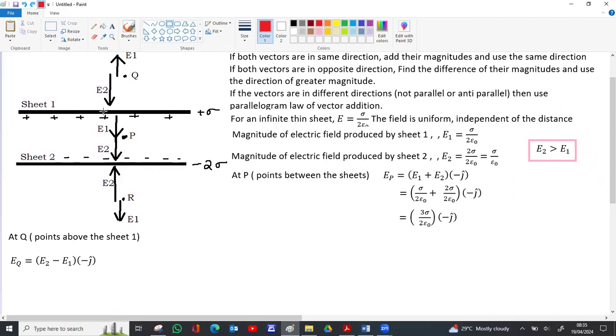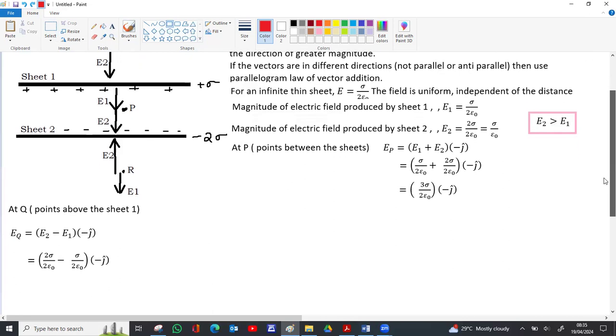So subtract greater minus smaller magnitude, E2 minus E1. The direction is minus j cap. E2 is 2 sigma by 2 epsilon 0 and E1 is sigma by 2 epsilon 0. So when you subtract 2 minus 1, it's 1. So just sigma by 2 epsilon 0, along minus j cap. That's the electric field intensity magnitude, sigma by 2 epsilon 0. Direction is minus j cap. That's towards sheet 1. Resultant.